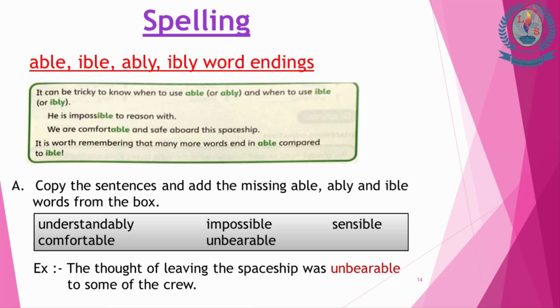Part A. Copy the sentences and add the missing able, ably and ible words from the box. The words given in the box are understandably, impossible, sensible, comfortable, unbearable.